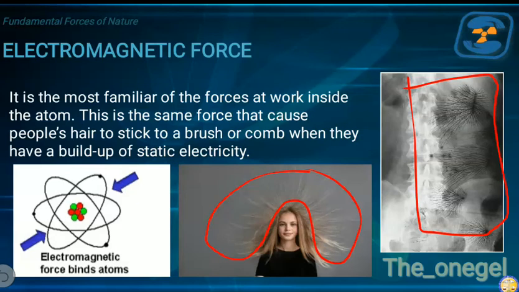So again, what I'm trying to say here is if there is attraction or repulsion, like a build-up of electrons, it is an example or evidence of an electromagnetic force.